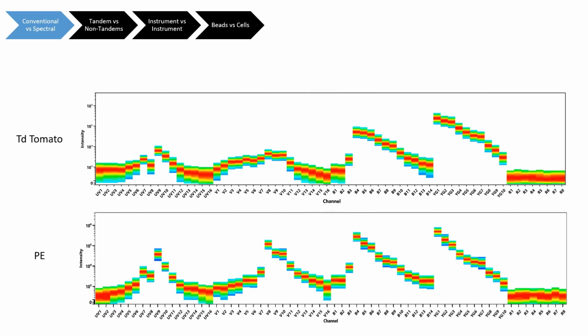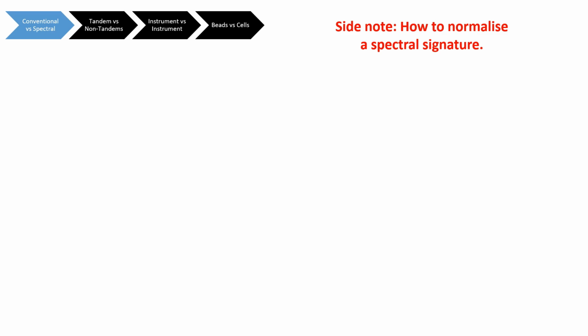However, if you look at the full spectrum of emission using a 5-laser Aurora, you will already see some differences. It is important to look at the normalized signatures once we have removed the autofluorescence for a clear comparison. Let's pause for a moment and just introduce how to normalize the signature. To normalize the PE reference signature, we need to first get the median fluorescence intensity of each detector for the positive and negative sample.